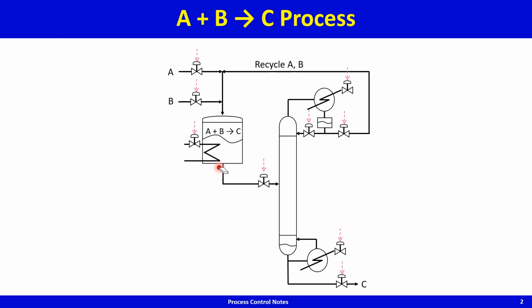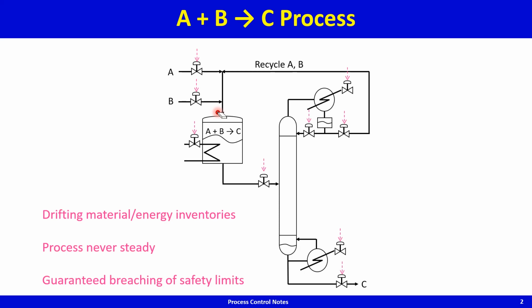So because of all these issues, running the plant, what are the specifications corresponding to this control structure? It is the 9 valve positions. Running the process this way is not a great idea because you get drifting material and energy inventories. The process is never steady, and there's guaranteed breaching of safety limits. I just talked about temperature runaway in the reactor. No product quality control. The product is whatever it is. You can't guarantee quality to the customer. So this is not the best way of running it.